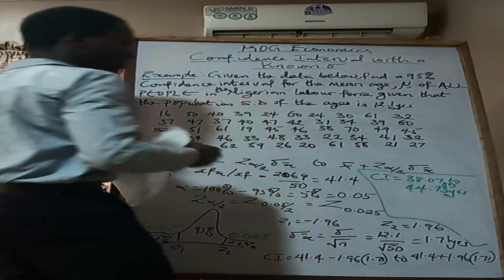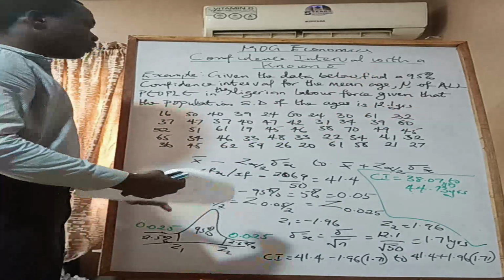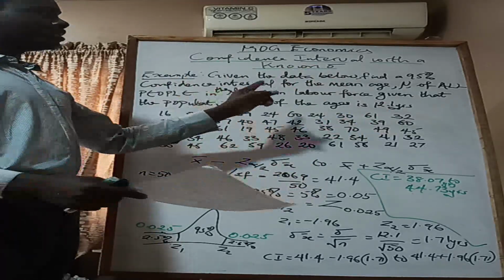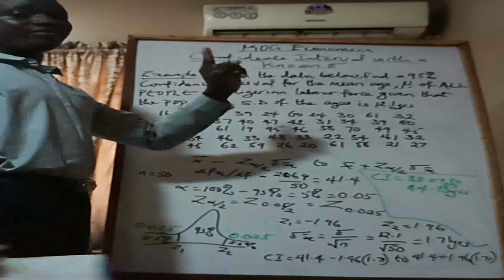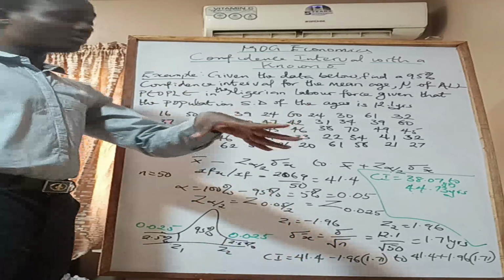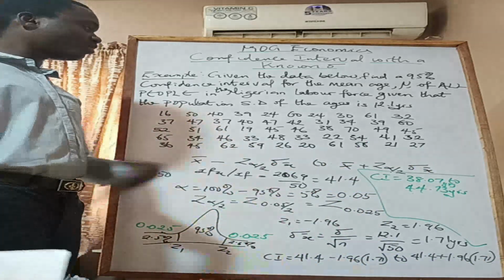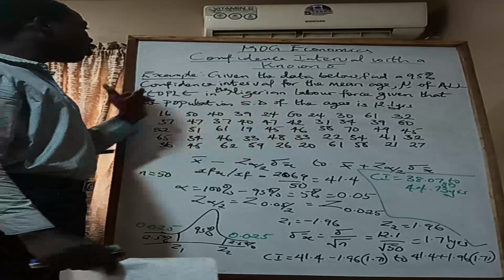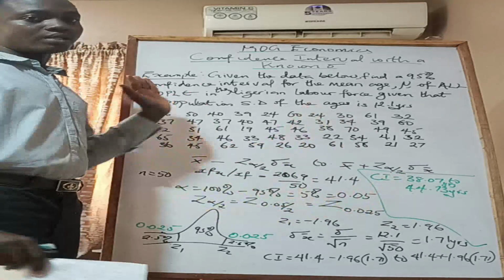So how do you interpret these results? We are 95% confident, because we started with a 95% confidence interval, that the mean age of all people in the Nigerian labor force is within 38.07 years and 44.73 years. That interpretation is important. I used to tell my students, it is very, very important. That's what differentiates what you are studying from mathematics. Mathematics ends here. That's the inference I'm trying to make. There's a 95% confidence that the mean age of all people in the Nigerian labor force lies within 38.07 years to 44.73 years. That's all.